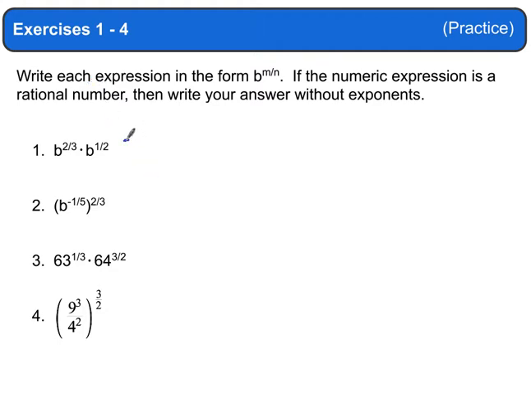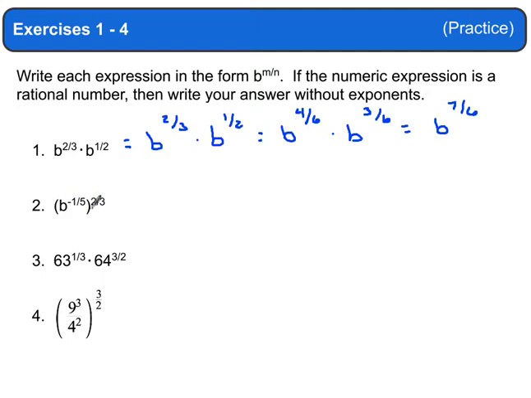So we take a look at this, and we notice we have b to the 2/3, and we have b to the 1/2. Well, I can't add these fractions because they don't have common denominators. My LCD is going to be 6, so I multiply this one by 2. So I end up with b to the 4/6. And this one I multiply by 3, so I'm going to end up with a 3/6. And when I add my fractions, 3 plus 4 is 7, I get b to the 7/6.